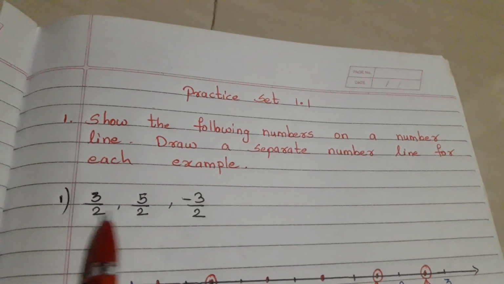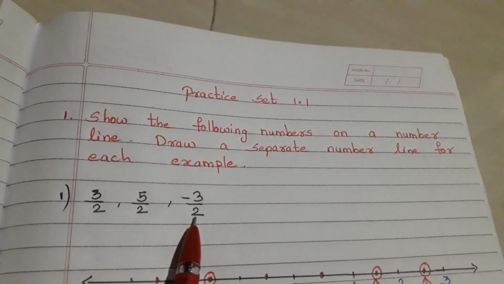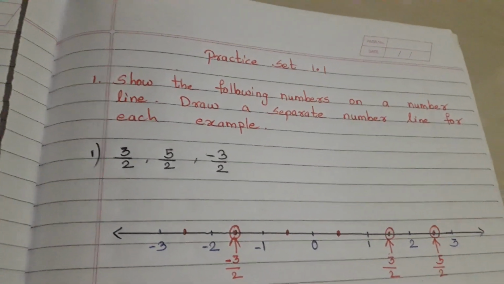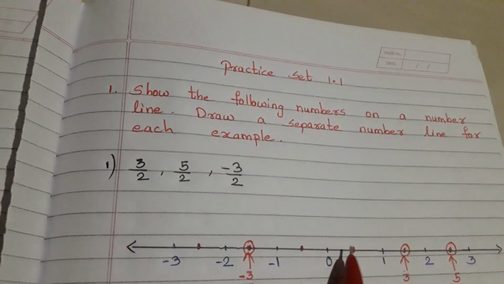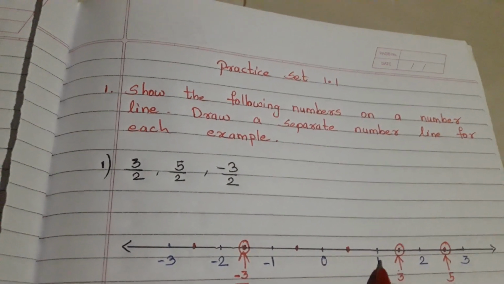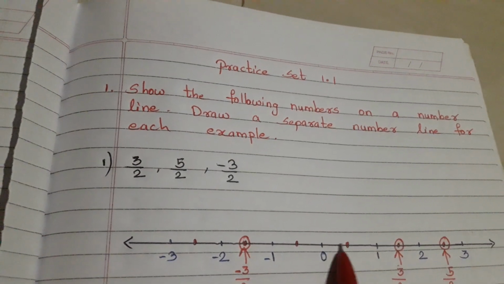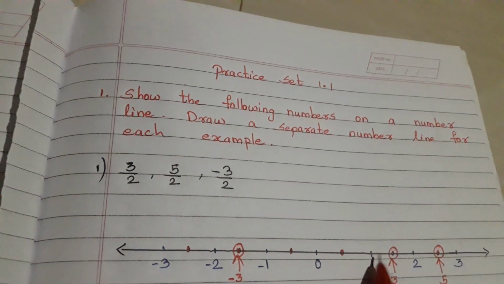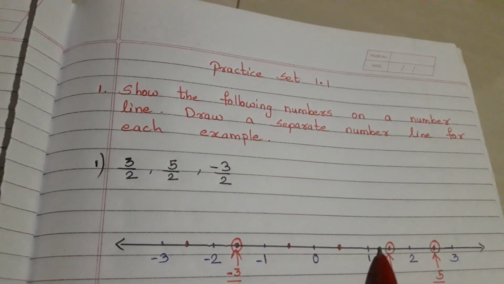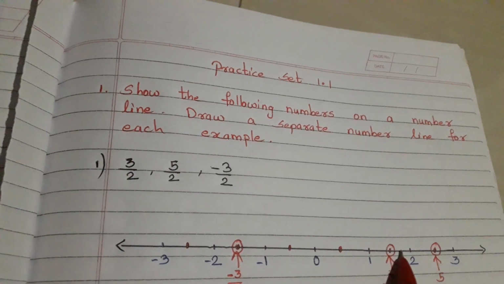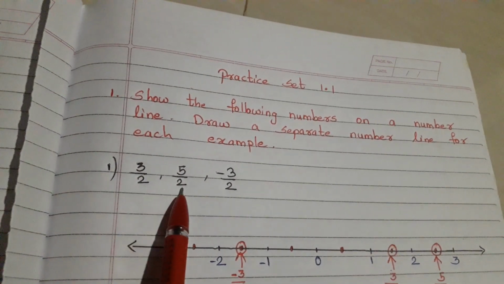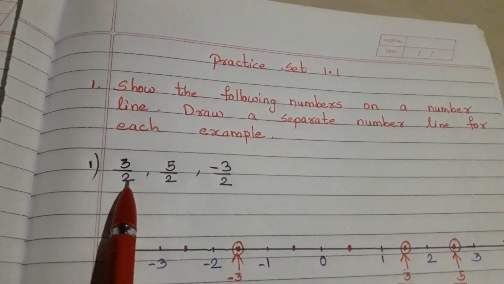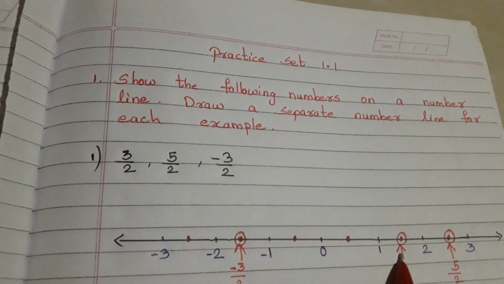In these three numbers the denominator is 2. So we have to draw the number line and divide each unit into two equal parts. Here 0 to 1 we have divided into two equal parts. So this is the first part and this one is the second part. Similarly from 1 to 2 it is also divided into two equal parts because the denominator in this example is 2. Now we have to denote the first rational number 3 upon 2 on this number line.